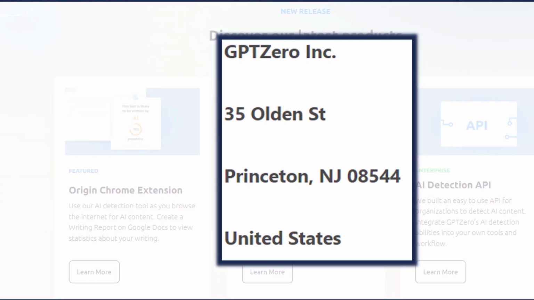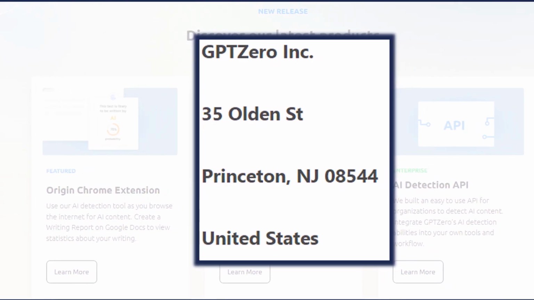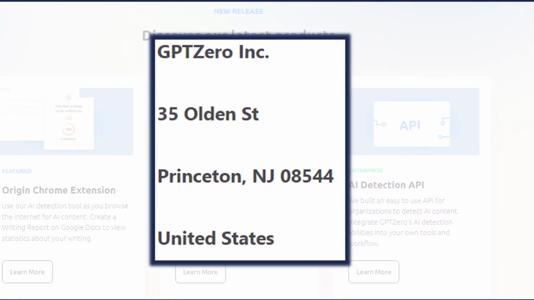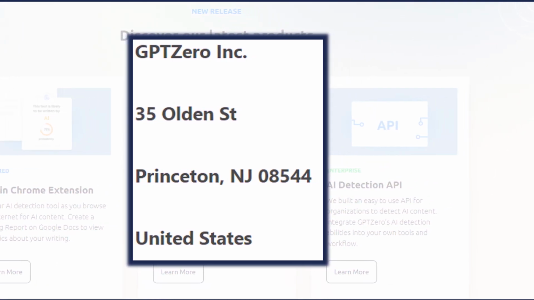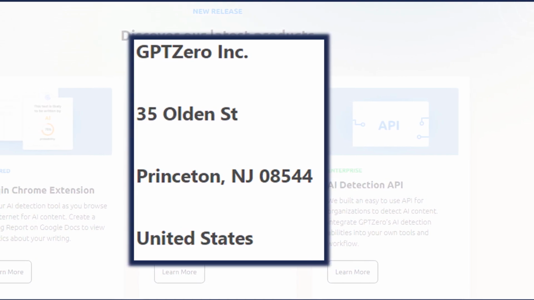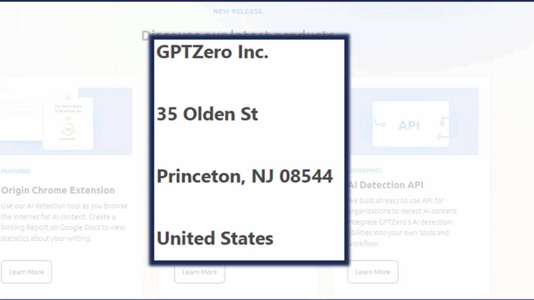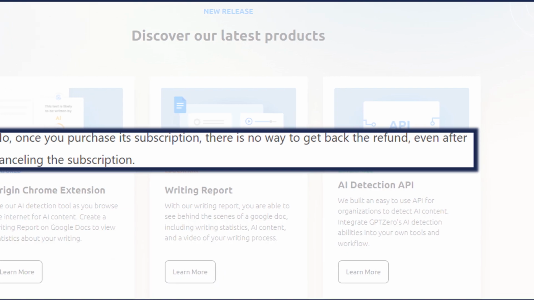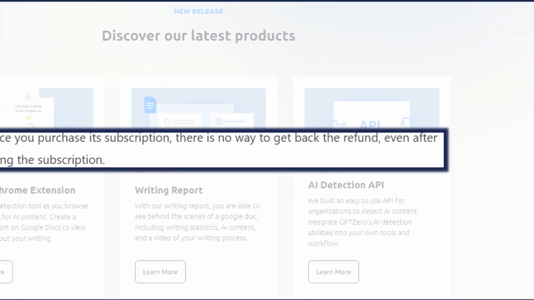Method 3. How to cancel GPTZero subscription via mail? You can also send a written cancellation notice to their team at the following mailing address, as shown on your screen: GPTZero Incorporated, 35 Alden Street, Princeton, NJ 08544, United States.